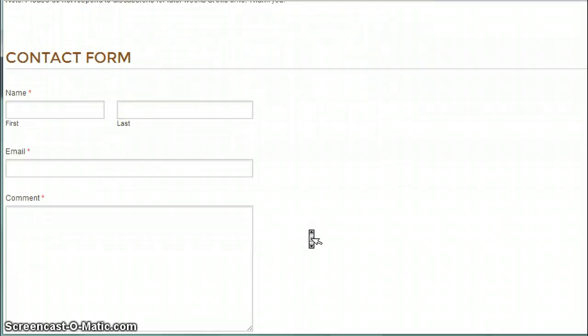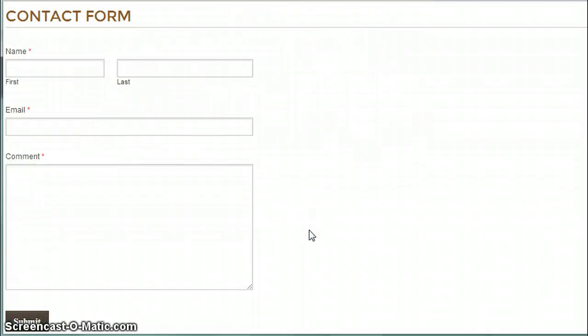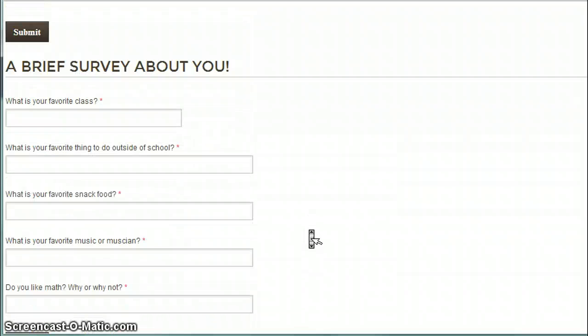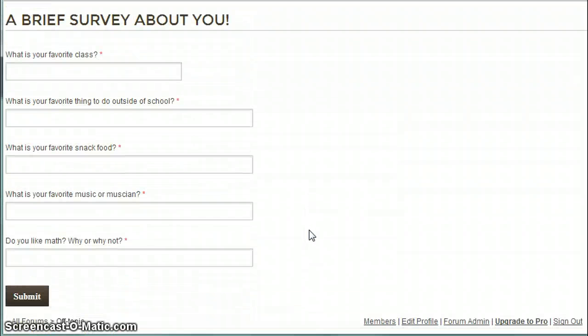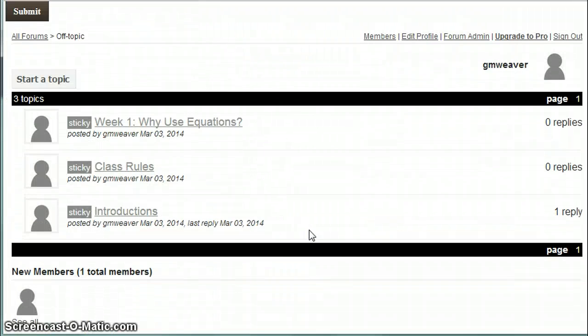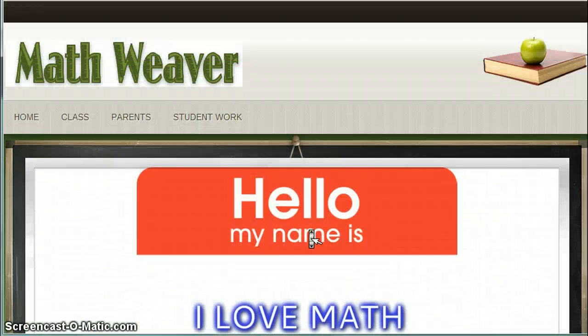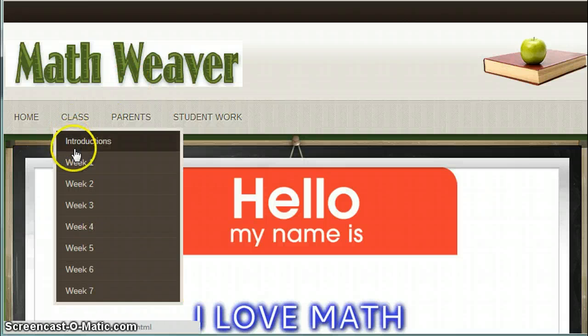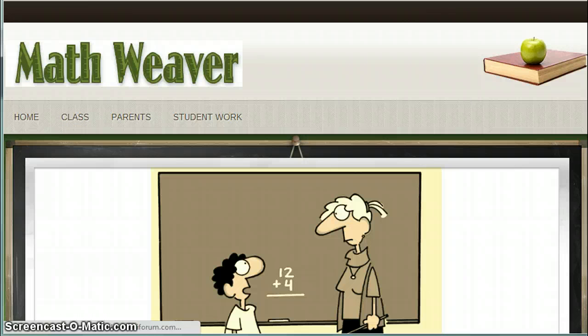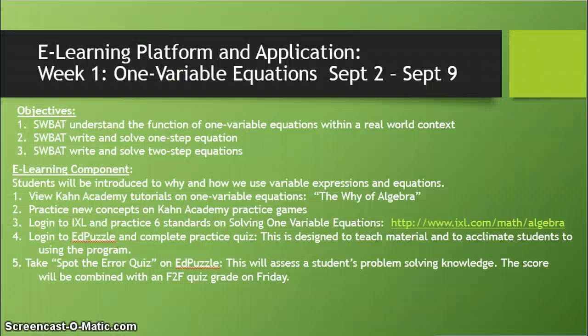And down here we have the contact form they'll use to submit their parent contact information, the survey about themselves, and the discussion board. Now, if we move into the second week where we actually get into topics, we're going to be discussing one variable equations, and this will be September 2nd through September 9th.